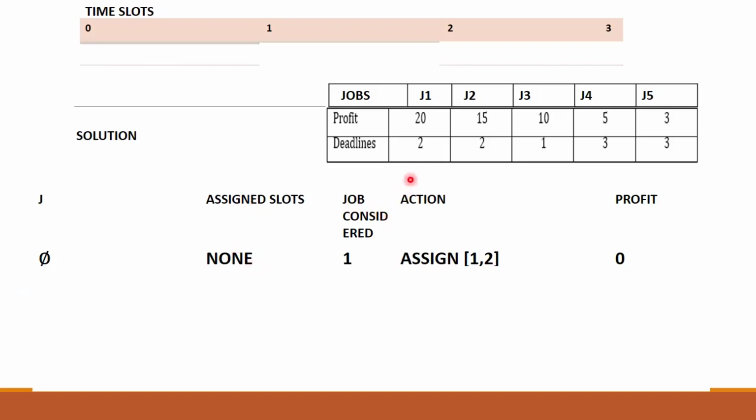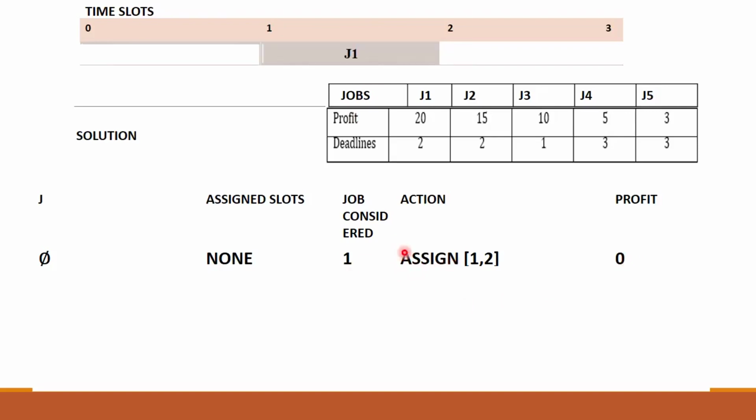Now I have considered the first job. What's the deadline for it? 2. If you look at 0 to 1 and 1 to 2, both slots are free, as these two slots come before deadline 2. So you have to consider the first free time slot just before time slot 2. So 1 to 2 you can assign to job 1, and the profit right now is 0, because we have just assigned the first job and it is yet to finish its work.